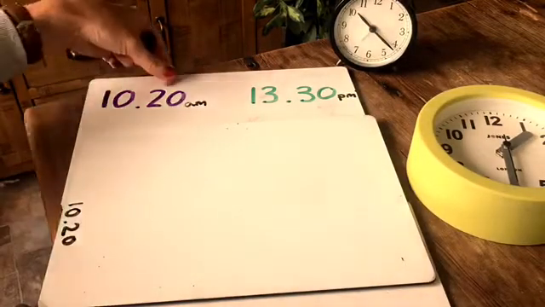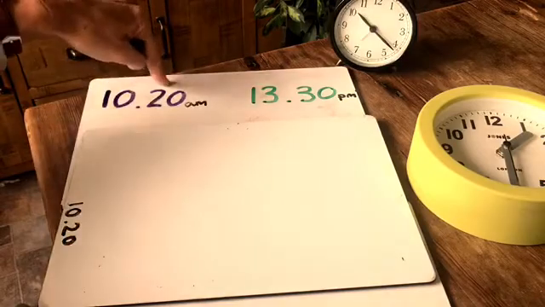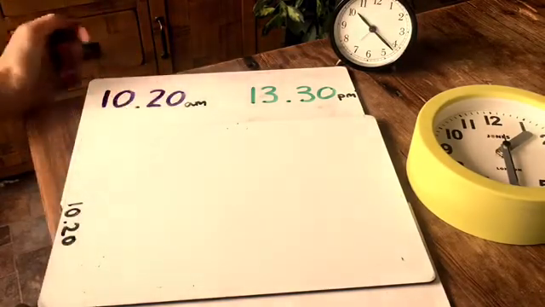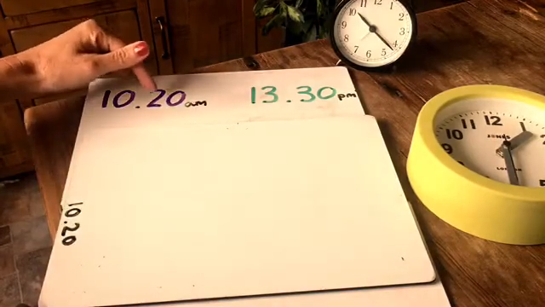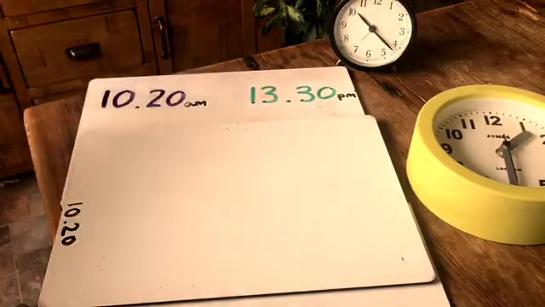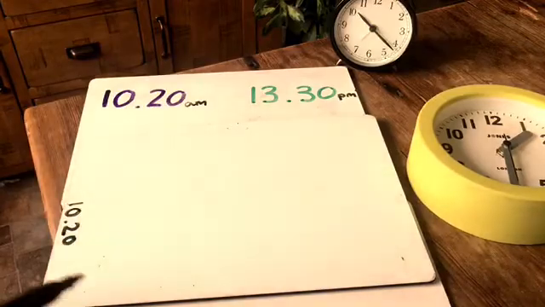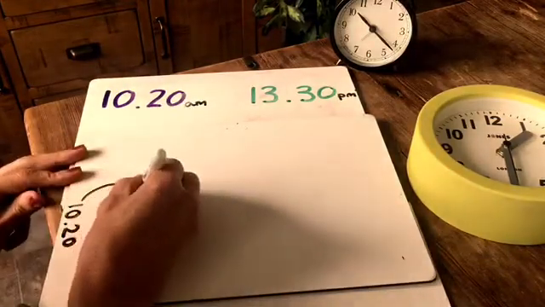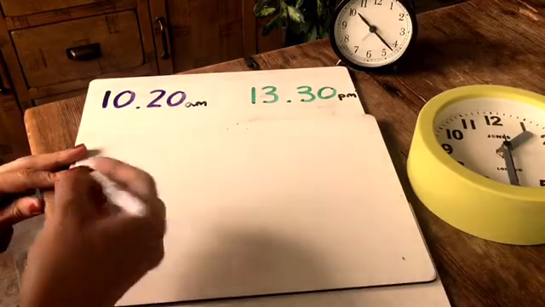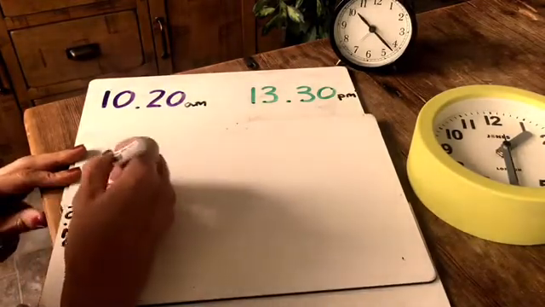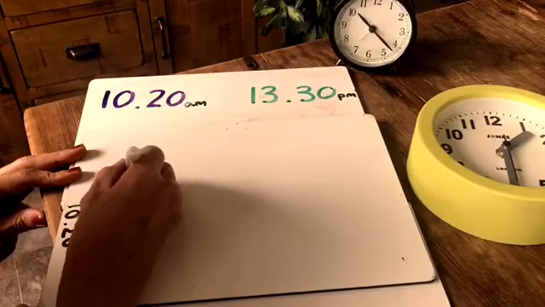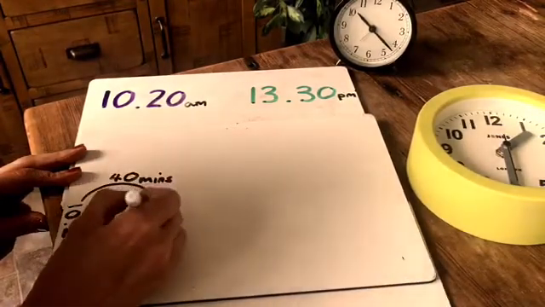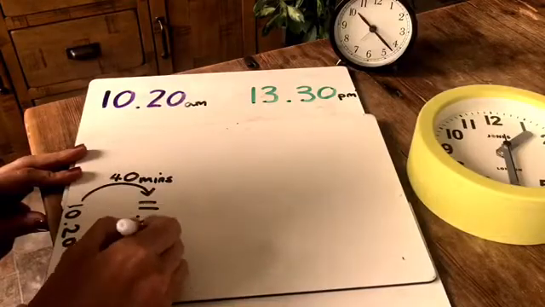Okay, so the first thing I'm going to do is just jump ahead to the next hour. Number bonds to 60 will help me with this. If I've gone 20 minutes and 60 minutes takes me to 0 o'clock, then what do I add to 20 to make 60? It's going to be 40, because 4 and 2 make 6, 20 and 40 make 60. So I'm going to add 40 minutes, and that will take me to 11 o'clock.